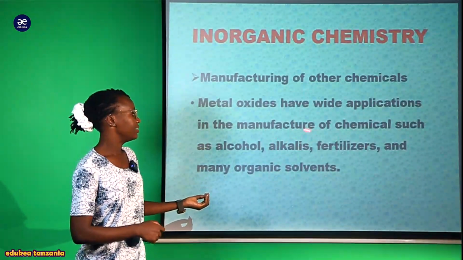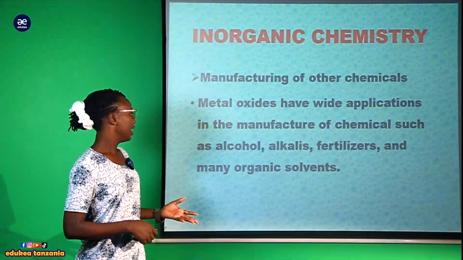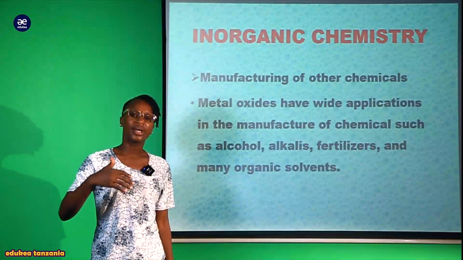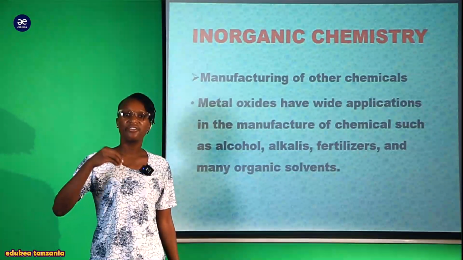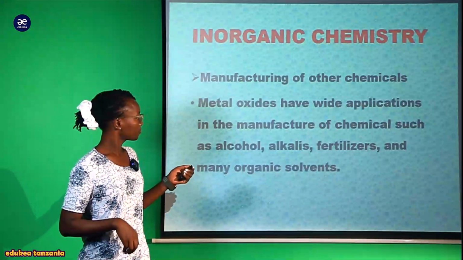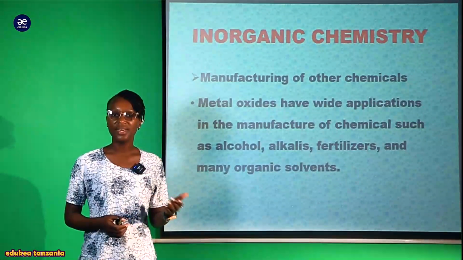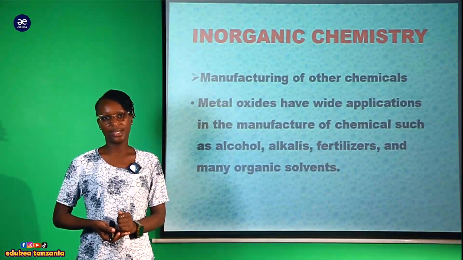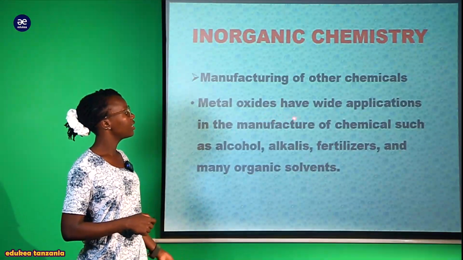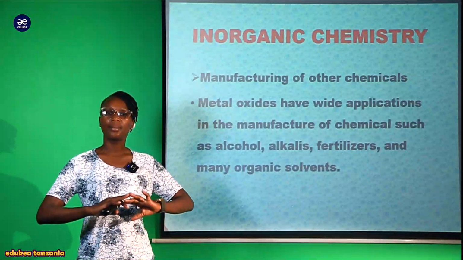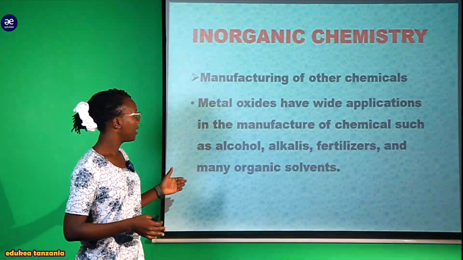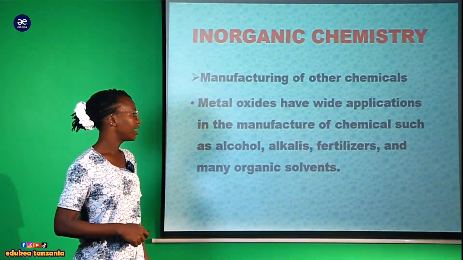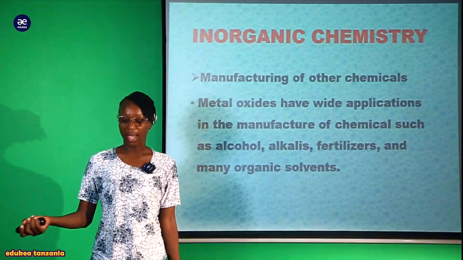But also anasema alkalis, but also we have fertilizers and many organic solvents. Sasa fertilizers ni haya mambo ya mbolea. Utaona kwamba zinazalishwa kila aina za mbolea, zinakuwa promoted every day in our life. So these chemical substances are made by using the knowledge of this metal oxide compound. That's why anasema kwamba this metal oxide have a wide application, yani ina matumizi ya upana zaidi, in the manufacture of the chemicals. Mfano ndio hizi hapa, alcohol, alkalis, fertilizer, but also other organic substances.